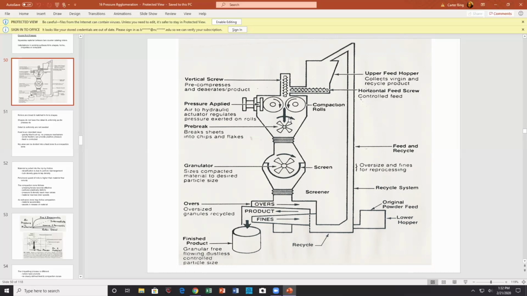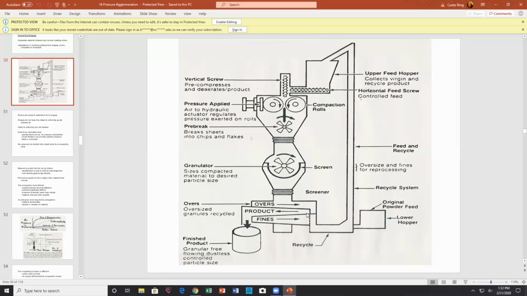different places. So here the hydraulic actuator exerts pressure on the rollers. If in case you have something that's non-free flowing, excuse me, that's large, that's solid and large, that's coming through, that's not necessarily a powder that you were anticipating. Then we have a pre-breakup into sheets, into chips, and then down here we have a granulator. Now this granulator has size screens, which are important because that determines the size of the material exiting.